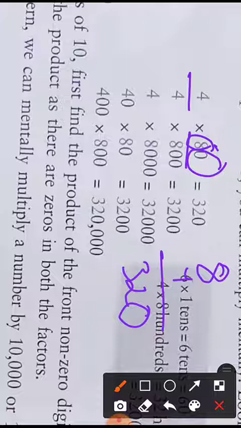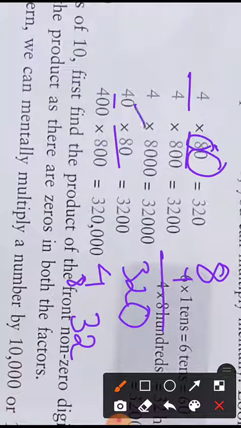Try the same thing with 40 into 80. Just multiply 4 and 8 again. You get 32. Now 40 had one 0 and 80 also has one 0. So take both the zeros and put them at the back of the product 32. Your answer is ready. So whenever you find such kind of questions, do it with this trick.